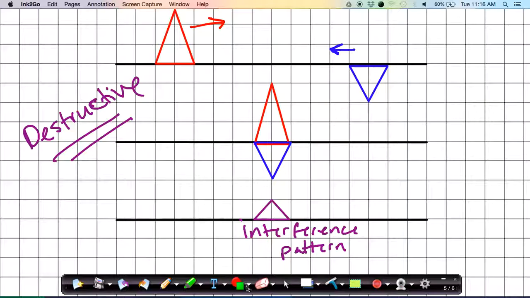So let's kind of rearrange things here. Oops, you know what? Let's not do that. Take that back. I'm going to get rid of my interference pattern here.